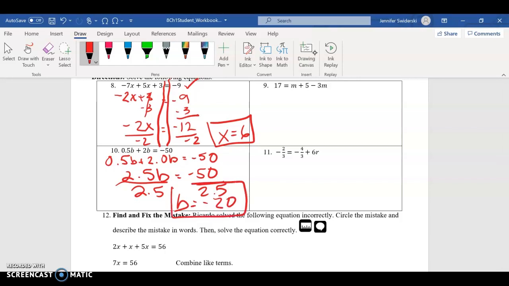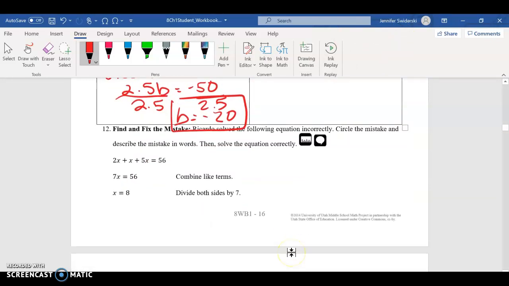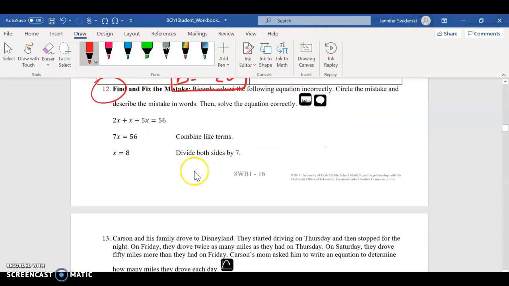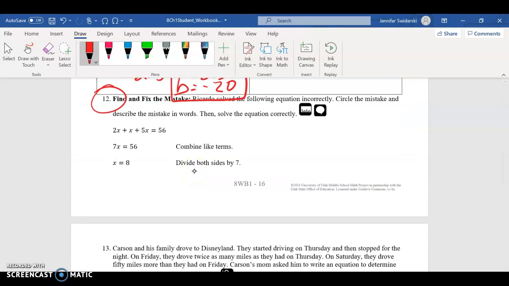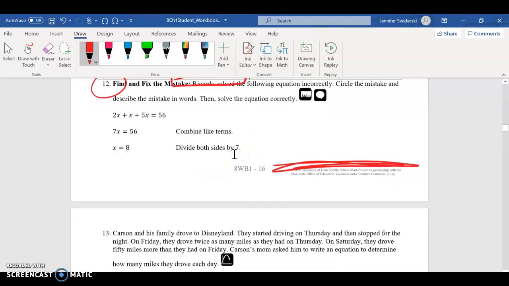All right. I'm going to have you guys try number 9 on your own. Number 10, I want you to find the mistake here and write the mistake, what they did incorrect, down here, and solve correctly. All right.